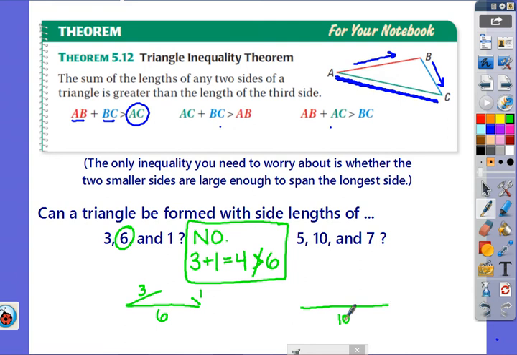Because if we just did a no, she probably made a yes. I feel like I could do this. I'm going to go yes. And my justification is that 5 plus 7 is 12, which is bigger than 10, and that works well.